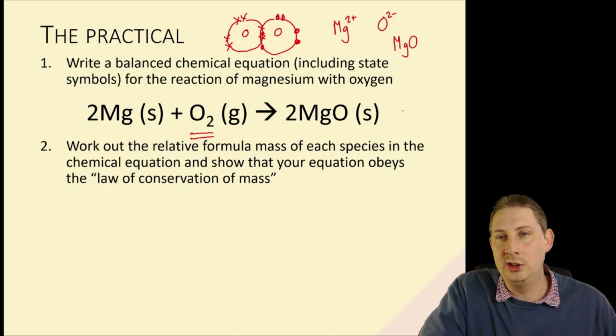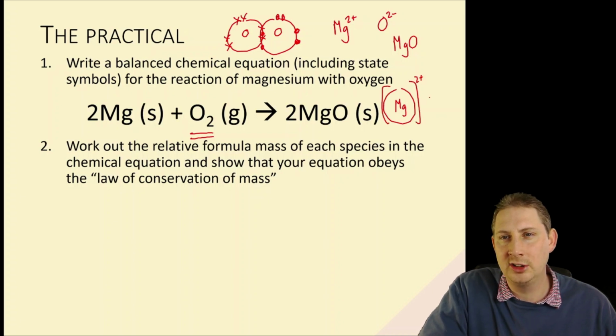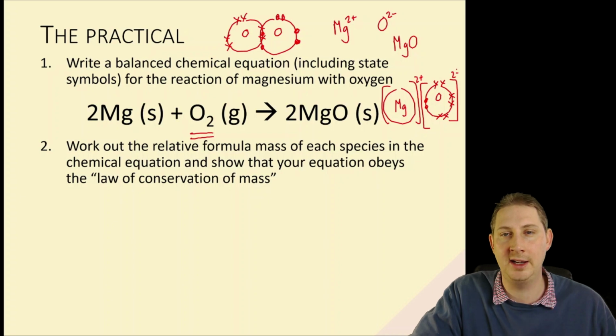And again, you could do a dot cross to show the magnesium with an empty outer shell and a 2+ charge. Oxygen with its own 6 electrons plus 2 from magnesium and a 2- charge, and you should be able to do that by now. So anybody who is unable to work out the formula of magnesium oxide, again, you need to go back and recap some of your previous topics, particularly C2.